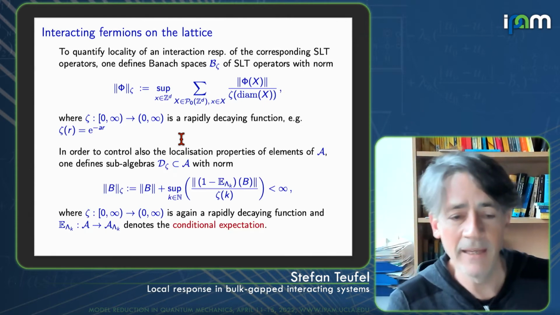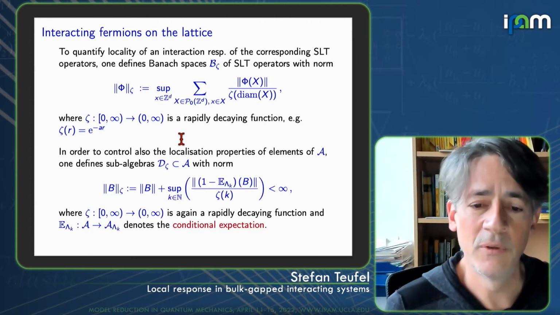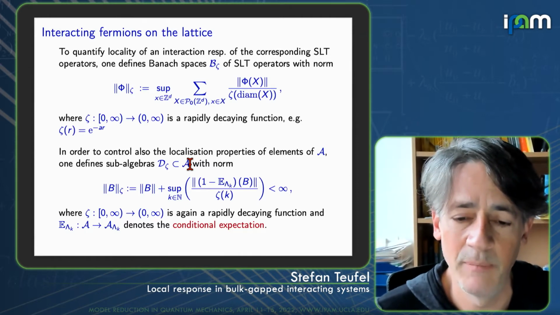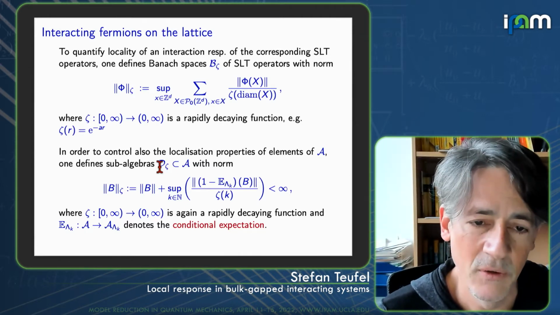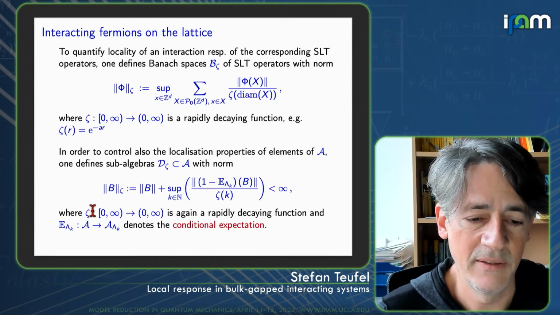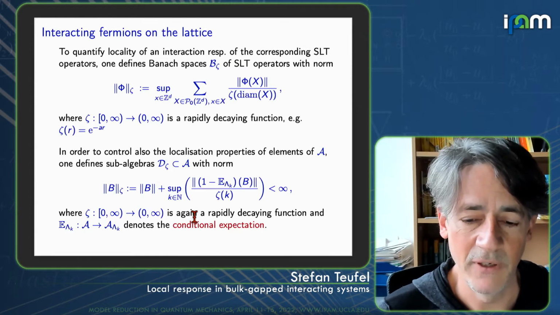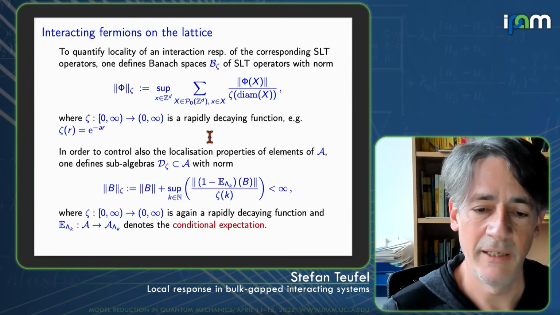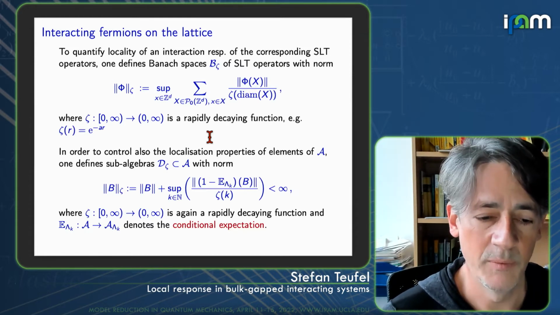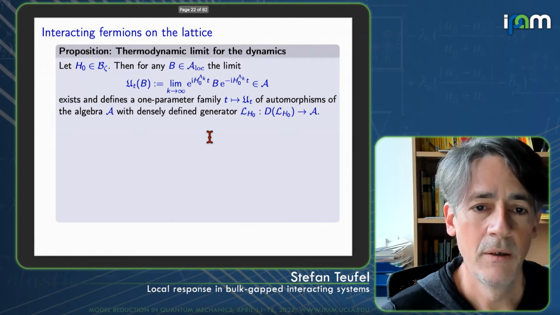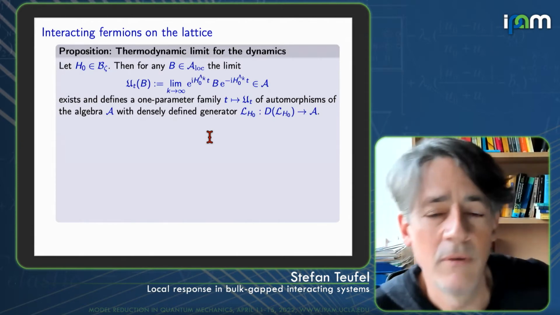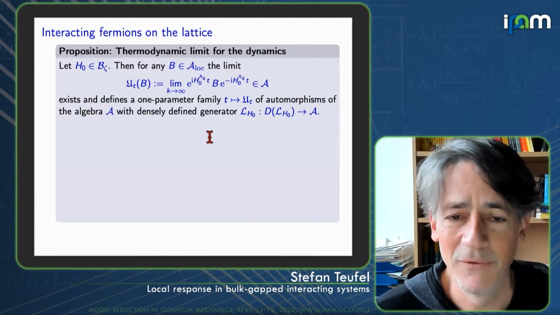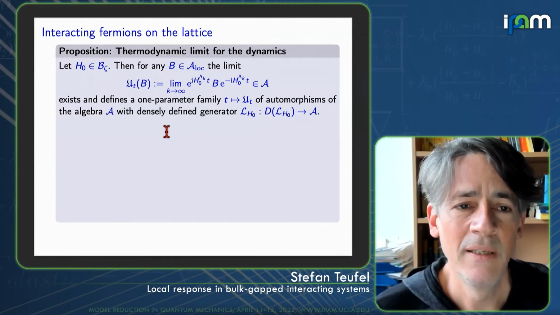We will also have to introduce spaces of quasi-local observables with certain decay properties, and they are denoted by D_zeta, and zeta is again a rapidly decaying function. With these norms, we get Banach spaces of decaying interactions and decaying observables. Okay, good. So now I have described some formalism. So what can one do with this?